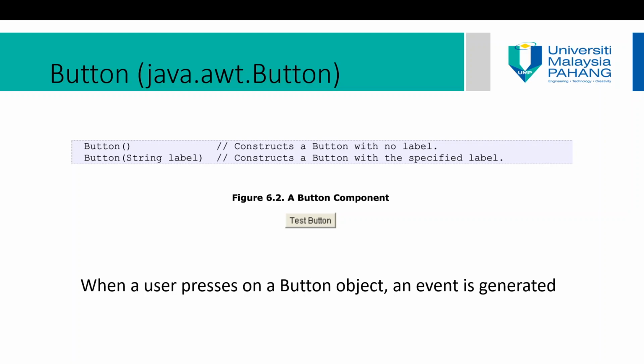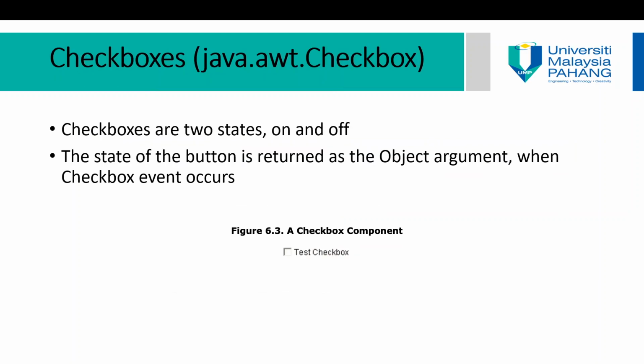For example, here you can have a button. This button has a specified label, which is test button. An event can be generated, for example, when we click this button, the event will happen. Another object is the checkbox. This checkbox has the label test checkbox. It has two states, either on or off.